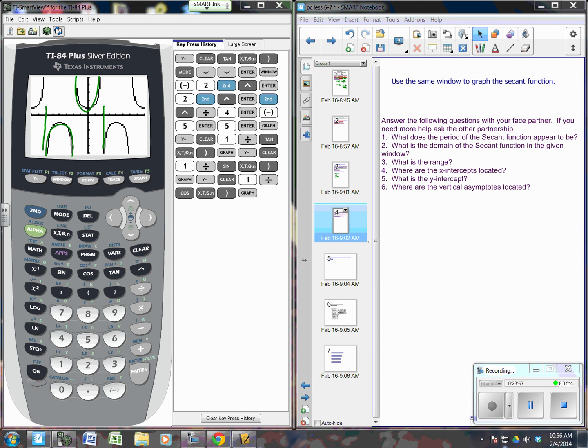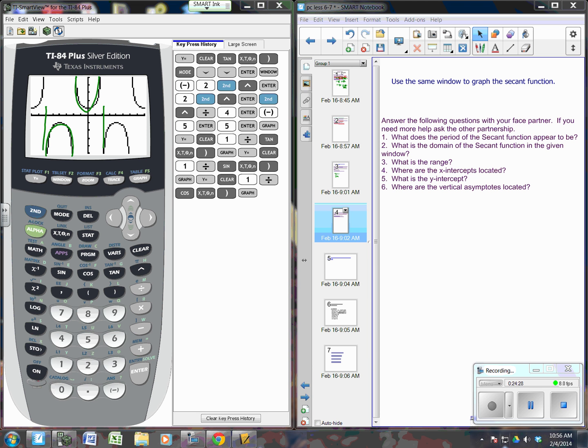Okay, number 4. Where are the x-intercepts located? Andrea, where are the x-intercepts located? 0, 1? No, there aren't any x-intercepts. Cheyenne, what's the y-intercept? 0, 1. Good job. Okay, it crosses at 0, 1.